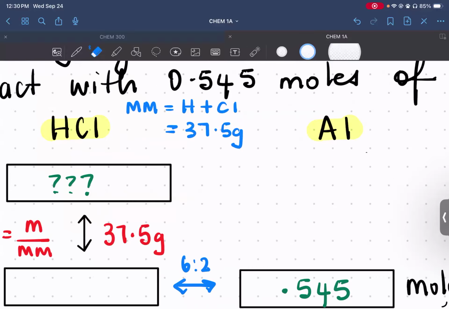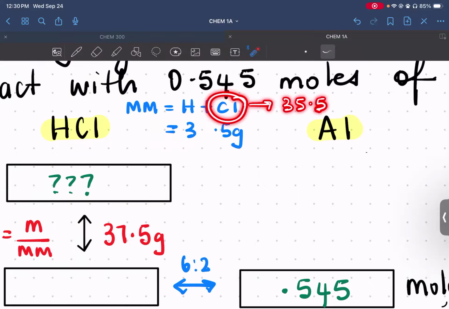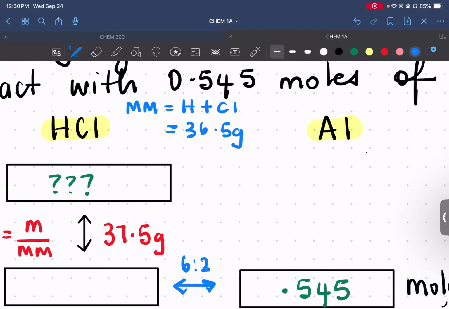Did I make a mistake? Oh, right. Chlorine is 35.5. Is that where I made the mistake, Sarah? Is that what you were asking about? Okay, so that's a different thing. I made a mistake. The mass according to the periodic table for chlorine is 35.5 added to the 1 for hydrogen. This should actually be 36. I apologize for that.